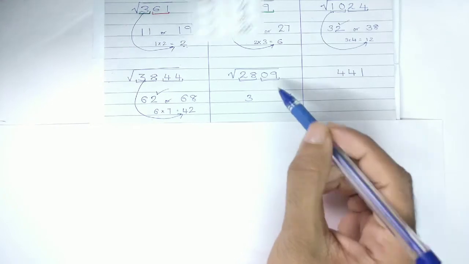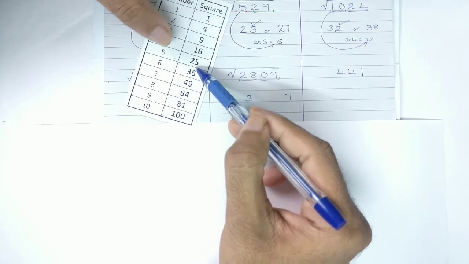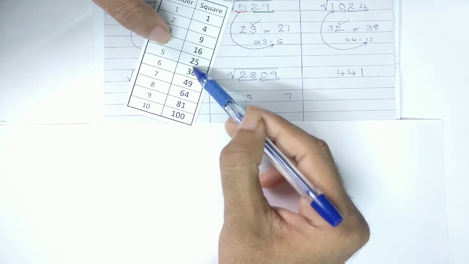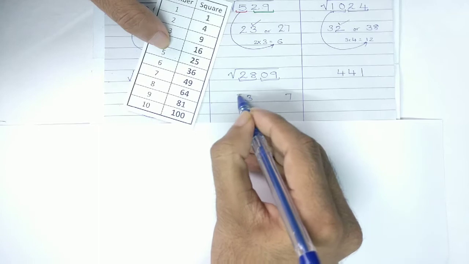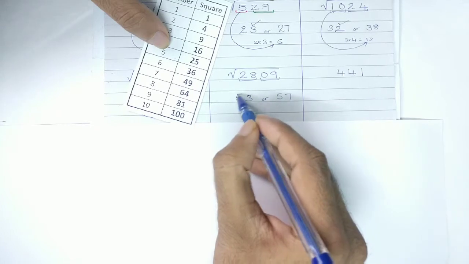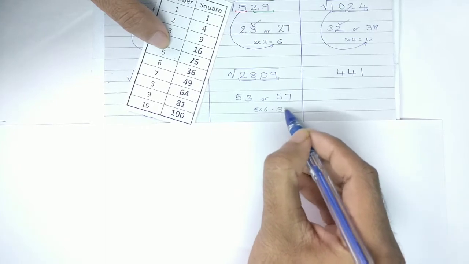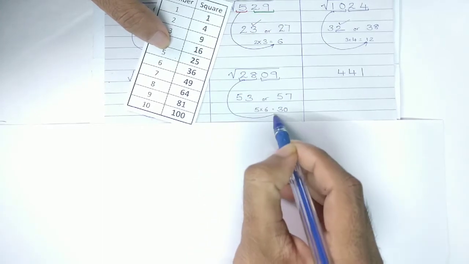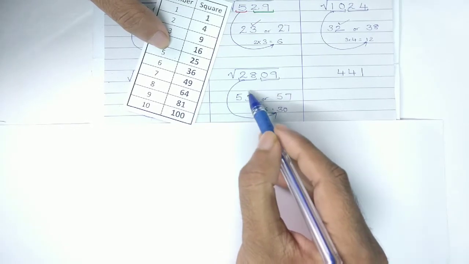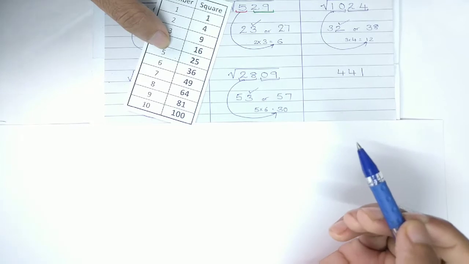Next, what I will do is check this 28. Where will this 28 fit in? 28 can fit somewhere in this area, right? If it is fitting in this area, the number that I have to consider is 5. So it can be either 53 or 57. Next, after 5 comes 6. So 5 6s is 30. Now is 28 greater than 30 or smaller than 30? It is smaller than 30, right? So the square root of 2809 is 53.